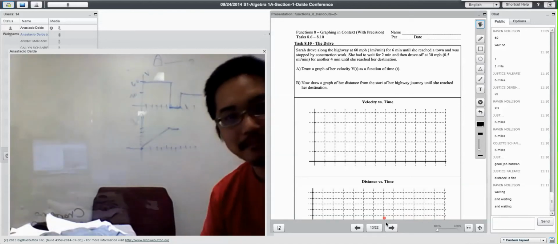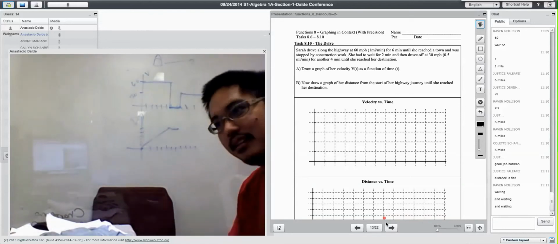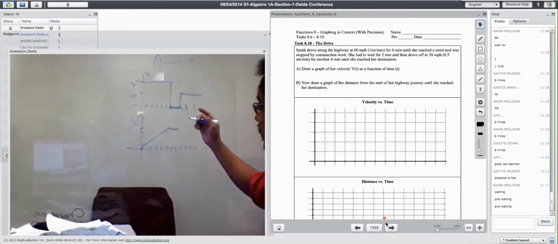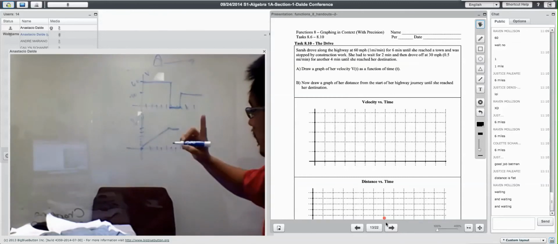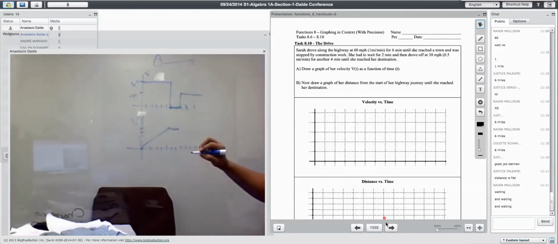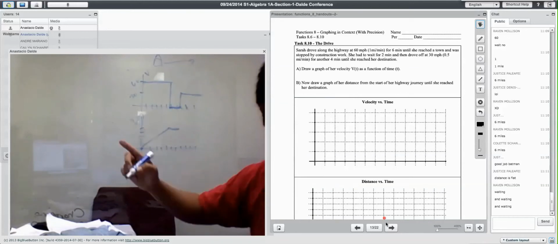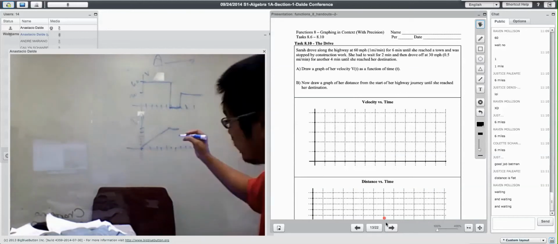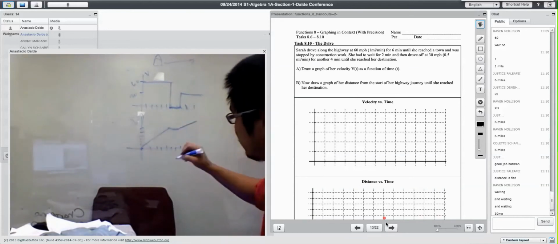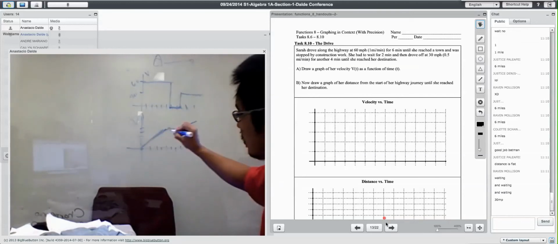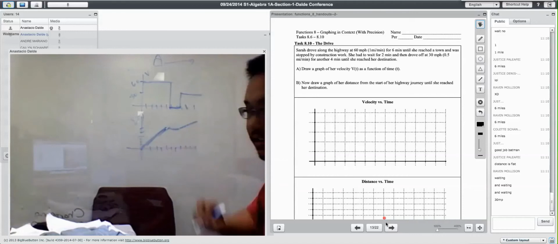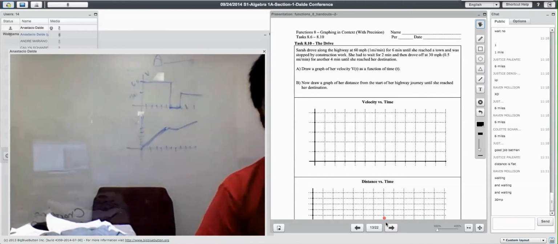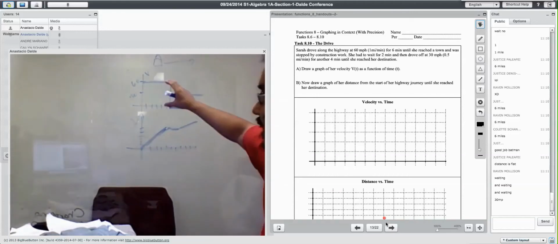Then she's waiting. And then after that point, she goes up. But here's the thing about this one: she doesn't go up as fast as she went up before. She goes slower. What I mean by that is the slope of this line is steeper than the slope of this line. Can you guys see that? Now actually what this tells you is this value right here tells you the slope of that line.